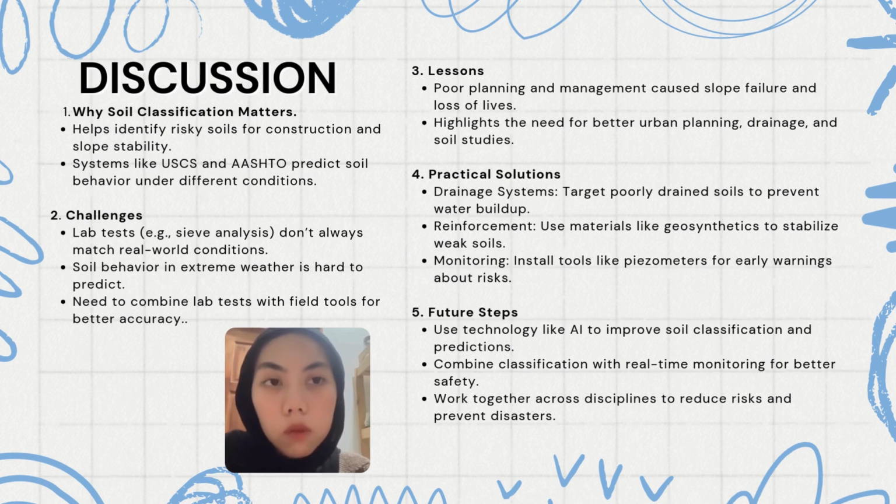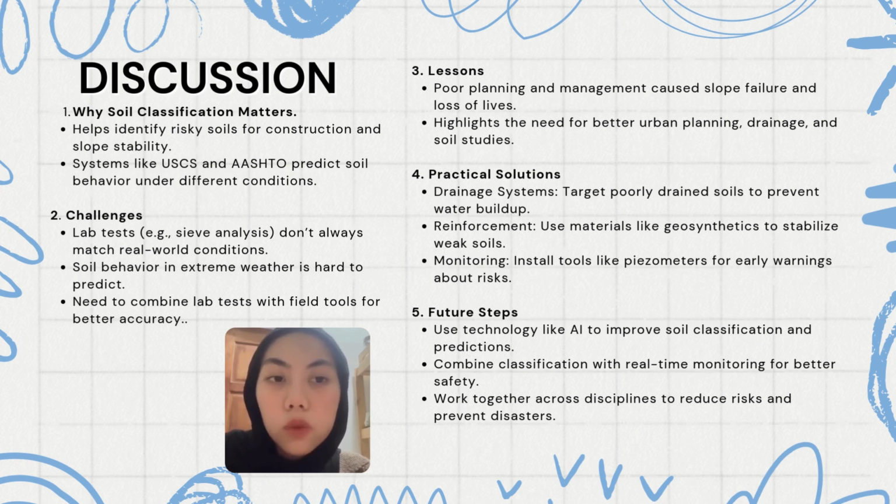The lesson that we can get from this discussion: the Hulu Langat landslide showed us what can happen without proper planning. Poor drainage and soil mismanagement led to loss of lives. It reminds us to take soil studies and risk mitigation seriously to avoid similar disasters.